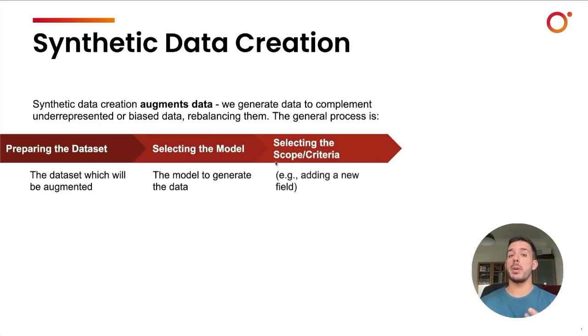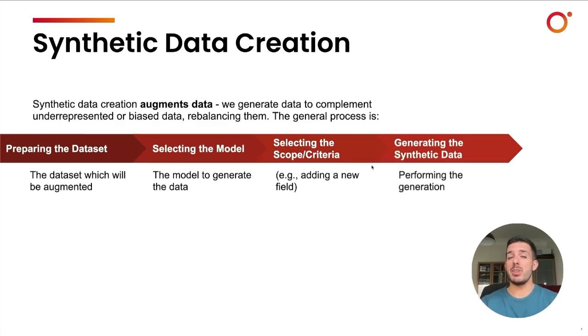Then we select the scope and criteria to apply. For example, do we want to augment underrepresented data? Do we want to create 10 entries with this type of value in this range, and so on? So basically, what guides the generation of those data? And then we actually generate the synthetic data. This step is very simple.